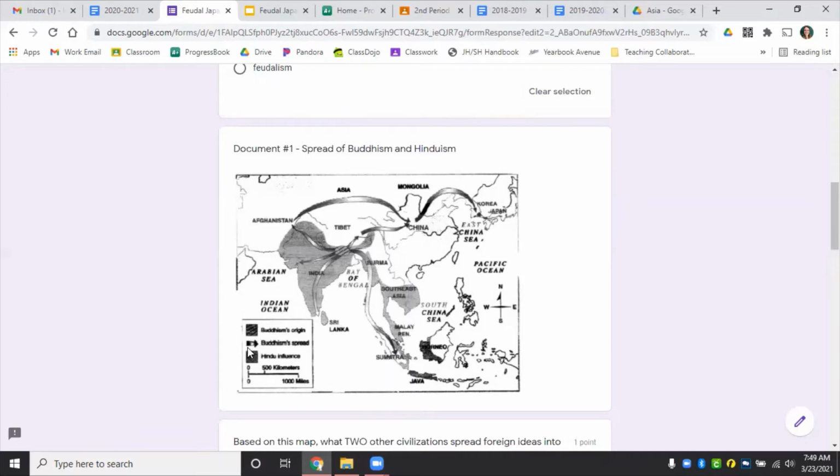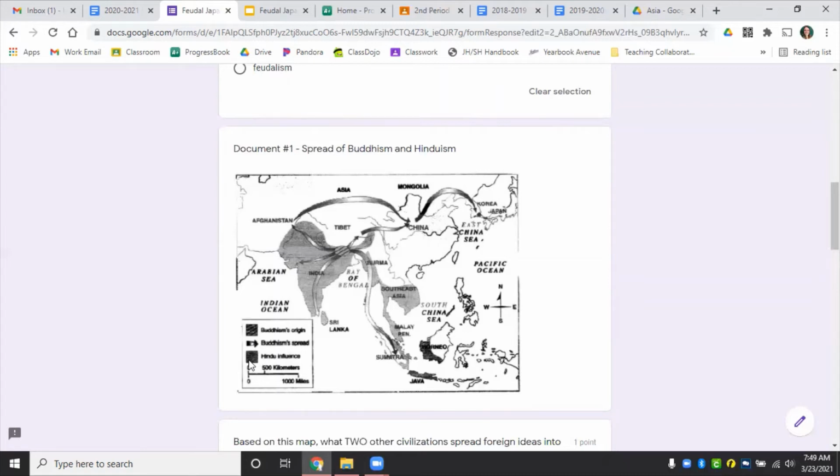We have Buddhism spread, these little arrows, Buddhism spread. So this right here is the spread of Buddhism, this here is the spread of Buddhism, and here. Right here was Buddhism's origin, in India near Bhutan. So you can see this little tiny circle is where Buddhism started. That's the shaded area with the darker gray stripes.